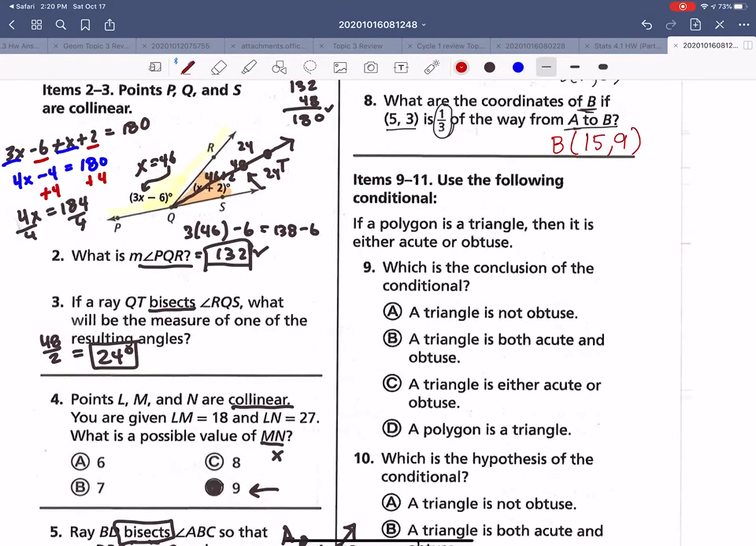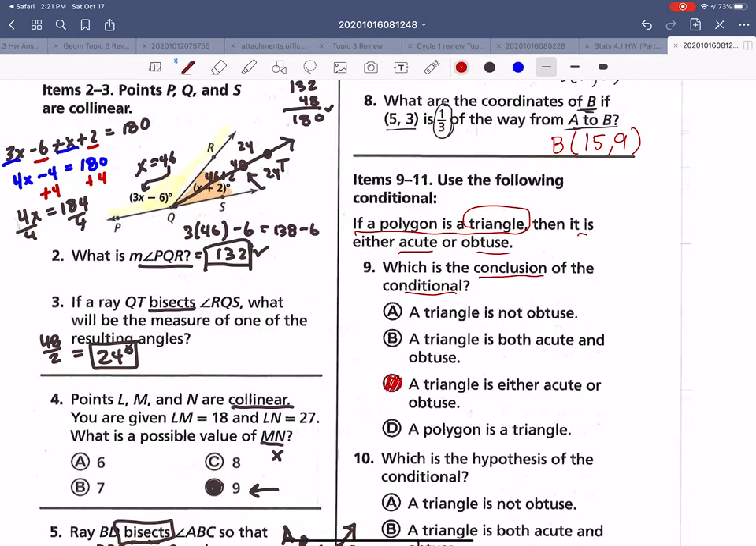All right, it says items 9 through 10, use the following conditional. If a polygon is a triangle, then it's either acute or obtuse. What is the conclusion of the conditional? All right, so I guess I would conclude a triangle must be either an acute or obtuse triangle.